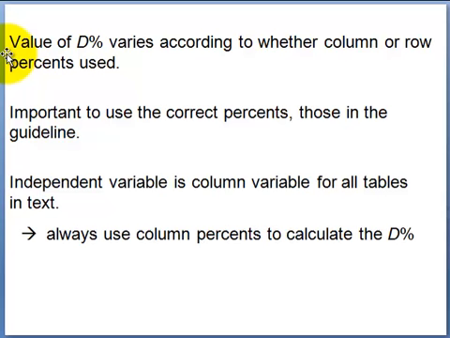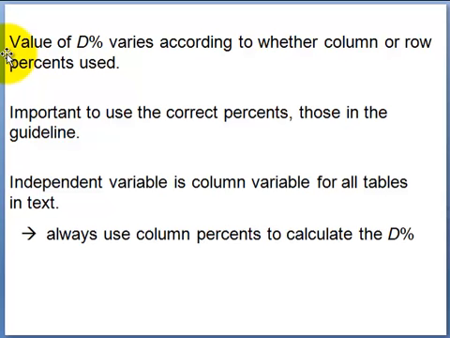This text is always making the column variable the independent variable. And since the column variable is always the independent variable, the recommendation for the correct percentages to use in interpreting crosstab tables, and this recommendation applies to the difference in percentages as well, is indeed that you should use column percentages. So the column percentages appear in the different rows.